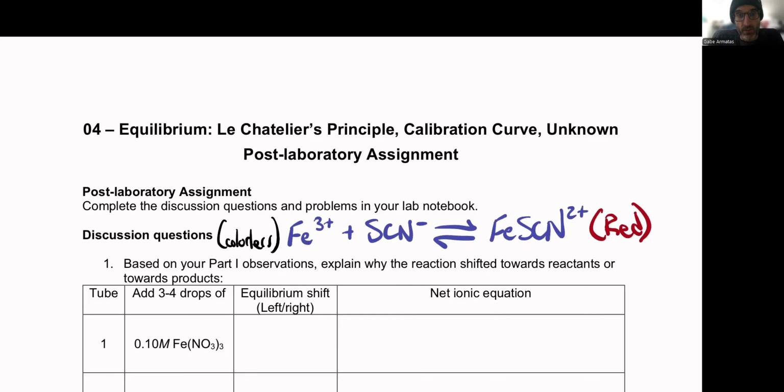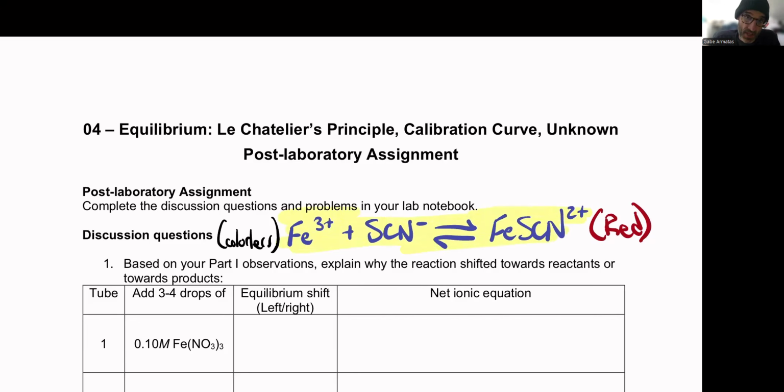So we are going to take a look at the post lab for four, which is the equilibrium, Le Chatelier's principle. So we did a couple of things in this lab. We did Le Chatelier's principle. We looked at the base reaction, which is iron complexing with the thiocyanate to give us this iron thiocyanate complex.